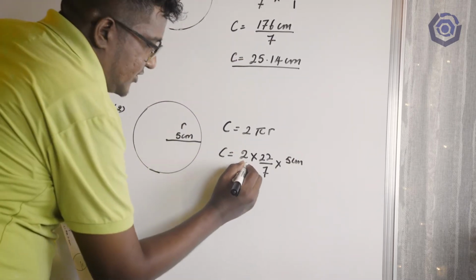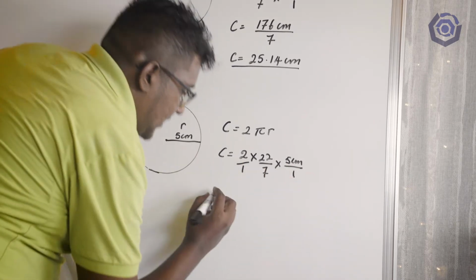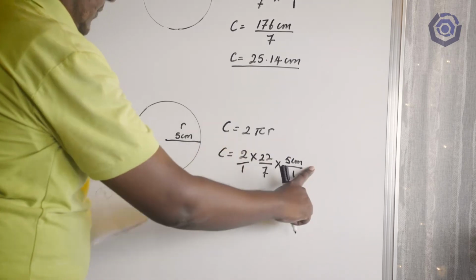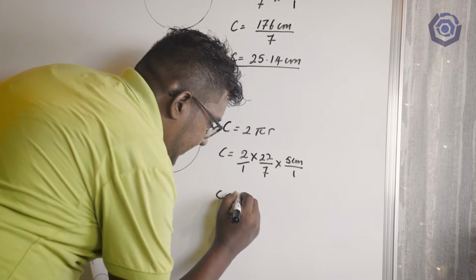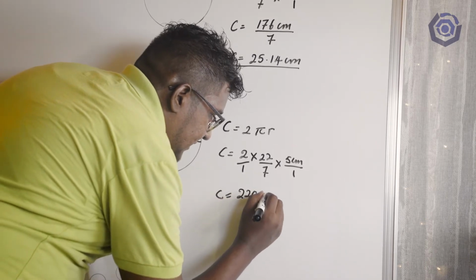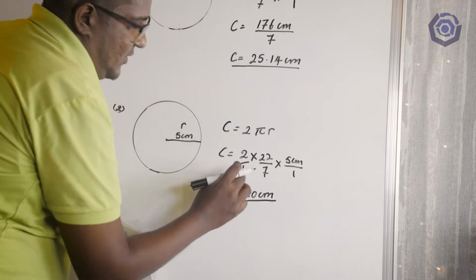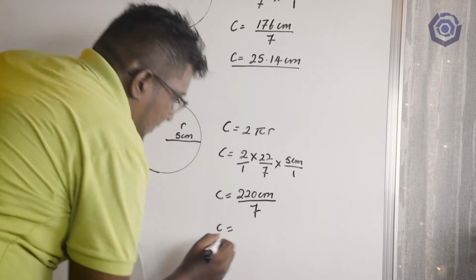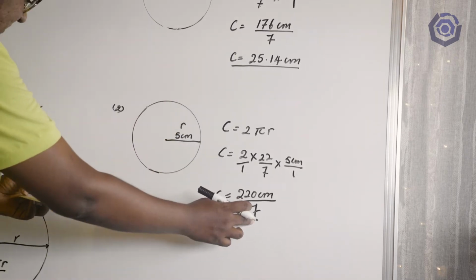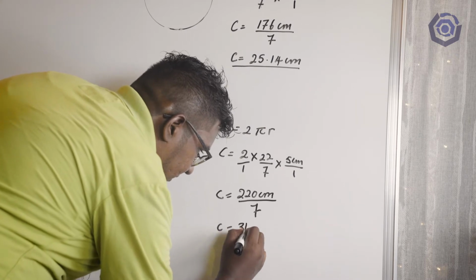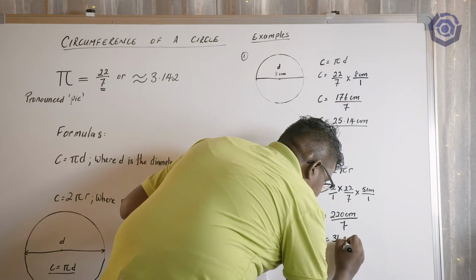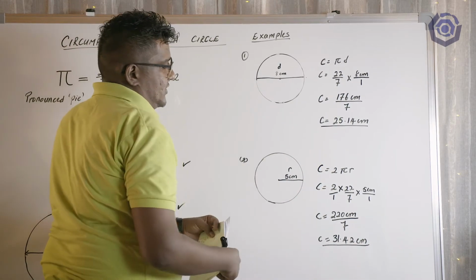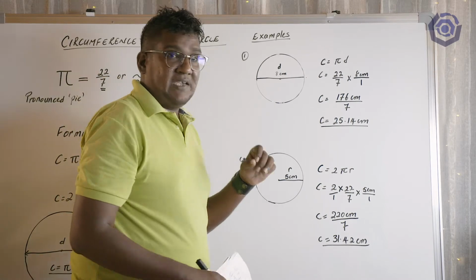Make our whole numbers into fractions. We put them over 1. And then we multiply our numerators. That would be 2 multiplied by 22 multiplied by 5. And that's going to give me 220 centimeters divided by 1 times 7 times 1, which is going to give me 7. C is equal to 220 divided by 7, which would give me 31.42 centimeters. And this is the distance around a circle with a radius of 5 centimeters.